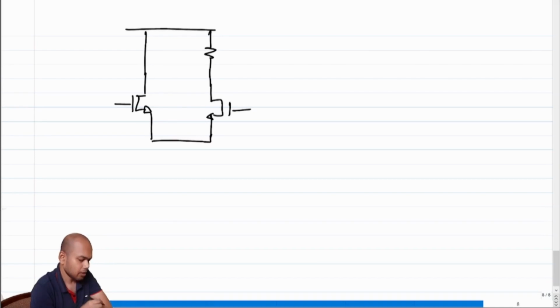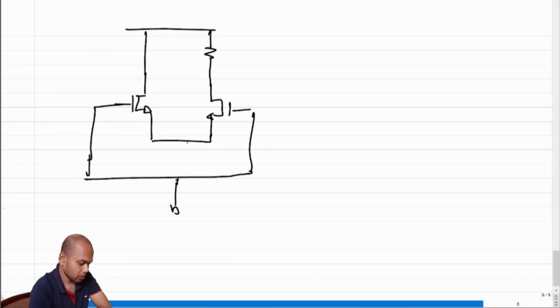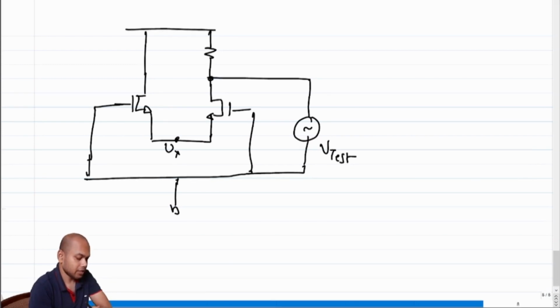So again, we will assume that the biases are set, so we will not be showing the biases explicitly. This goes to ground, this also goes to ground. This is Vx. We apply a test voltage, and we have to figure out what is the effective resistance.